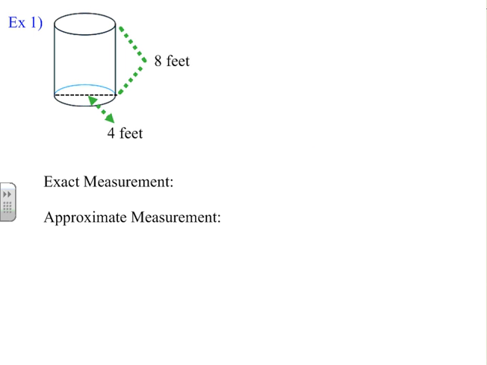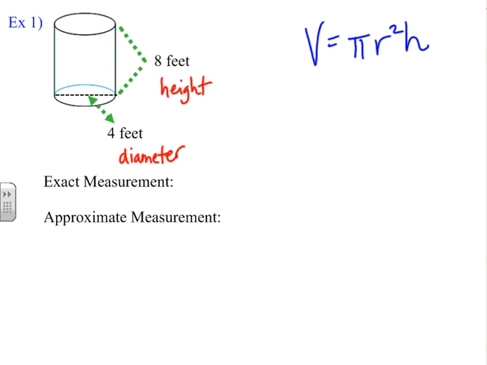So let's take a look at one problem. Here we have a cylinder that has a height of 8 feet and has a diameter of 4 feet. What we're going to do is take this information and find the volume of this cylinder. So we're going to write down the formula. Volume equals pi r squared h.